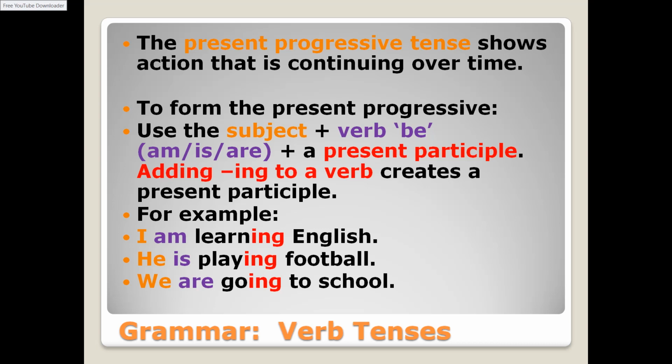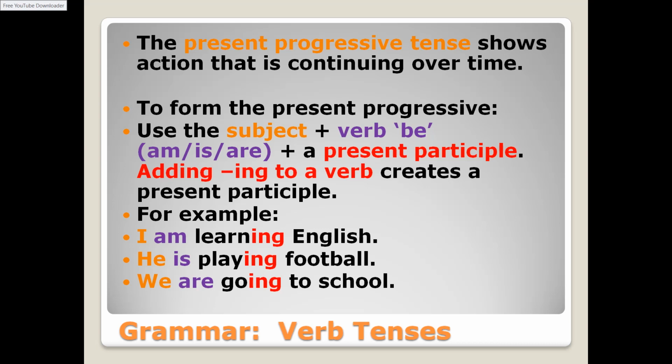Actually we have three components of this present progressive sentence. One is the subject. After the subject there is a verb be. We all know what a verb be is. The verb be is am, is or are. These are the verb be. When we come across verb be, it means it is either of these words: am, is or are.